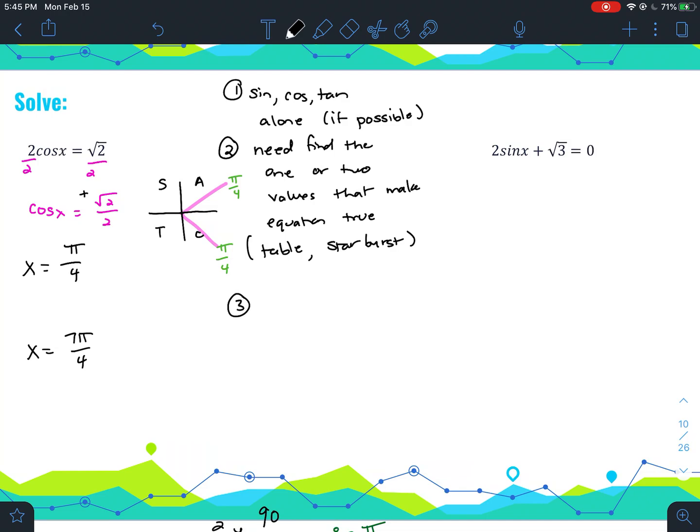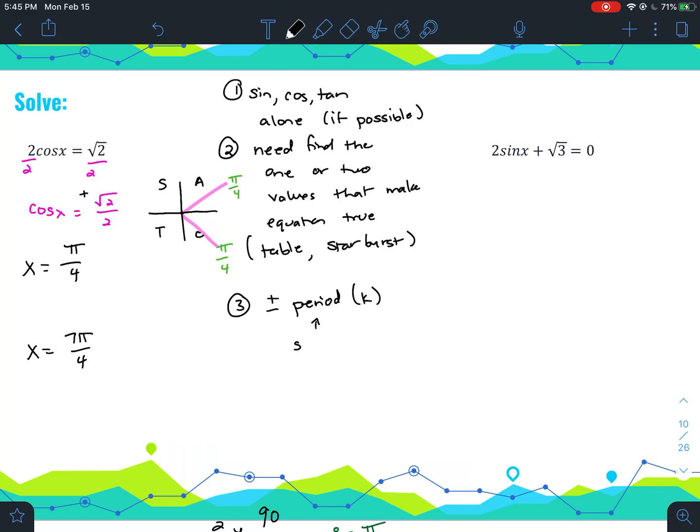And then step 3, remember you add and subtract whatever the period is. So for cosine and sine, it would be 2 pi times k, where k can be 1 or 2 or 3 or 4. So you're going to add 2 pi, and then you can add 2 pi again and again and again. And that would give you all of the values that would make this equation true.